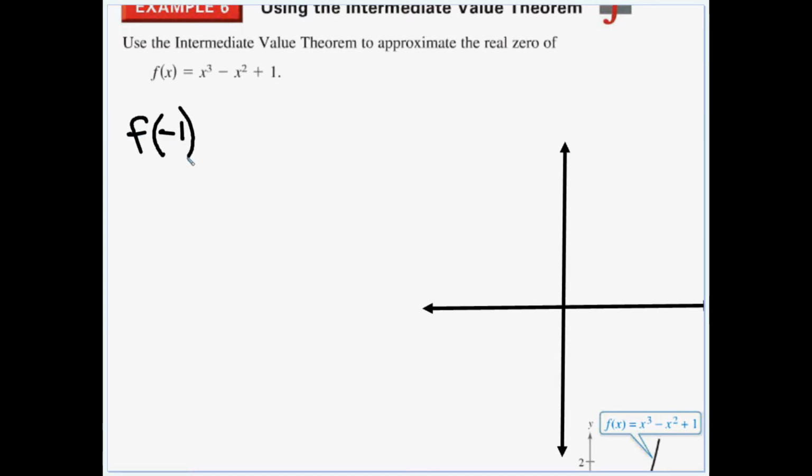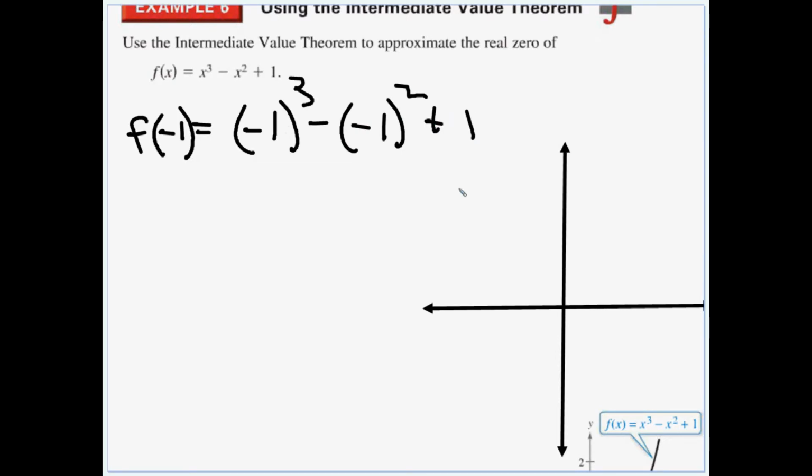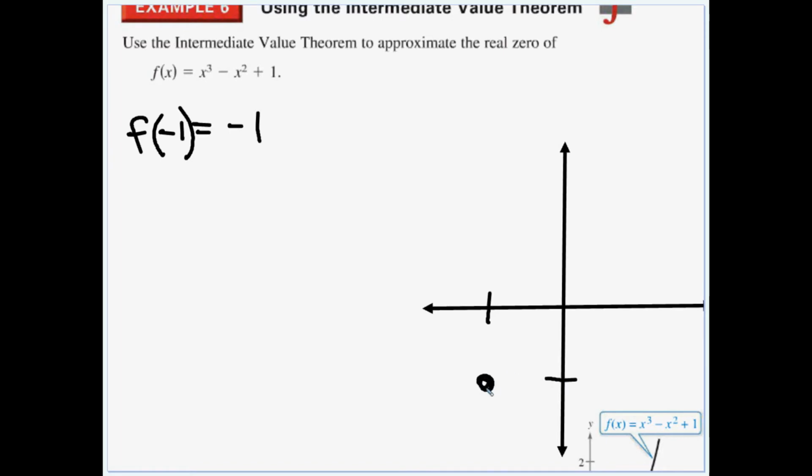f of negative 1 would be negative 1 to the third, that's a 3, minus negative 1 squared plus 1. So the negative would escape because of the odd exponent, negative 1. We would square this one away to positive, and then it's a minus 1, and then plus another 1. So when we put in negative 1, out pops negative 1. So f of negative 1 is equal to negative 1. So we could plot that point. Negative 1 would be right here.